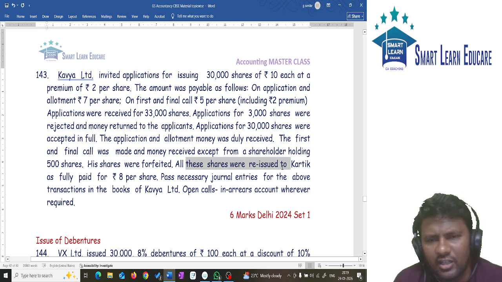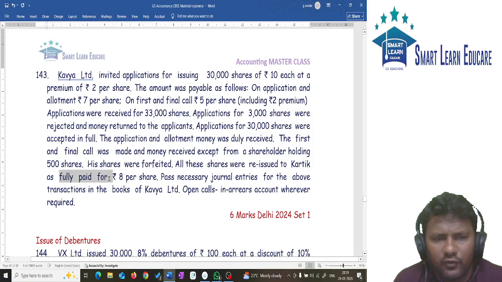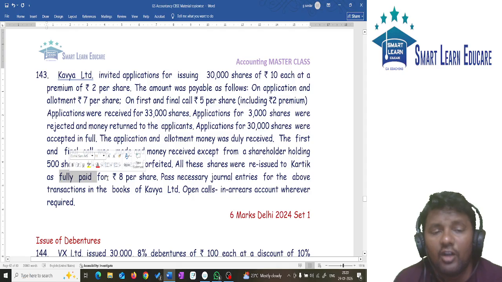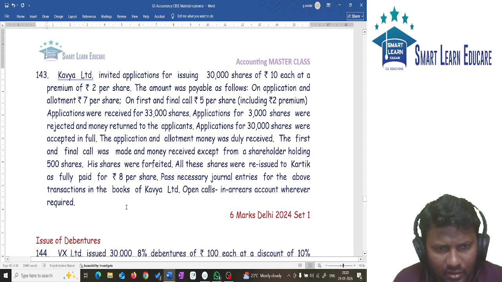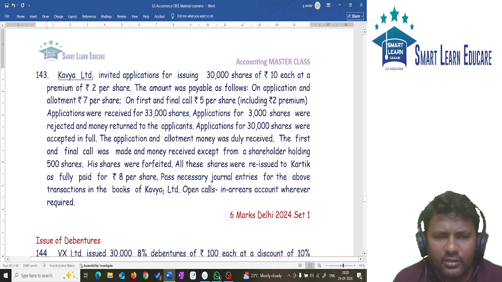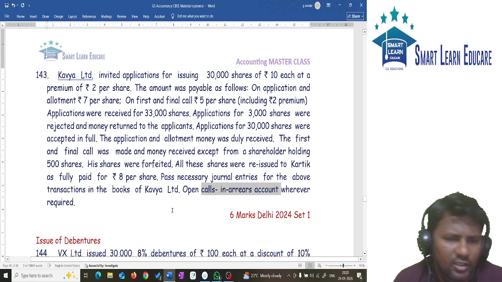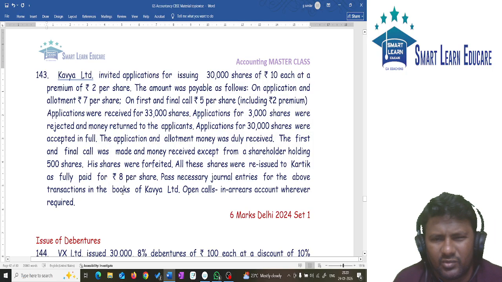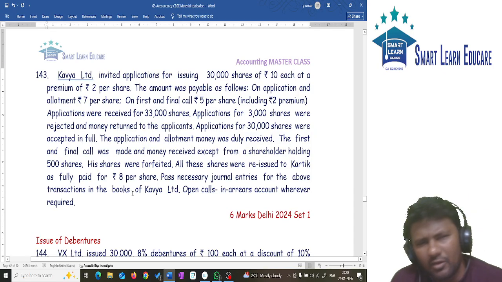All these shares are reissued to Karthik as fully paid at rupees 8 per share. These shares are reissued at what price? 8 rupees. Pass journal entries for the above transactions. Open calls in arrears account wherever required. So, a normal question.